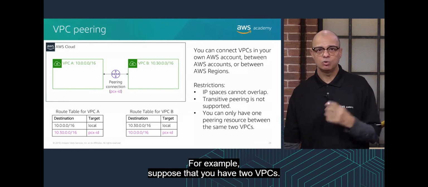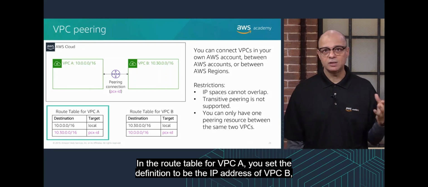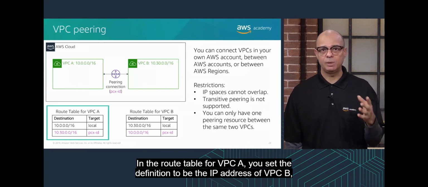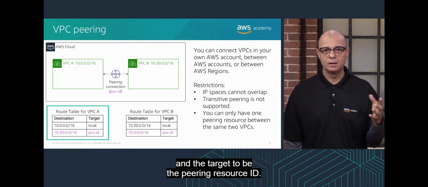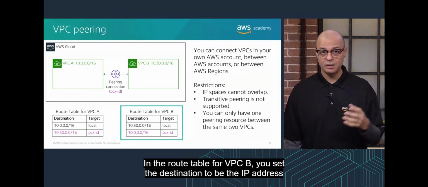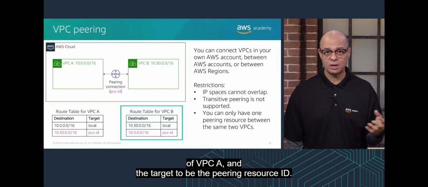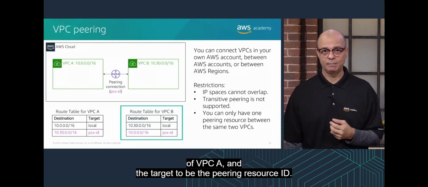For example, suppose that you have two VPCs. In the route table for VPC A, you set the destination to be the IP address of VPC B and the target to be the peering resource ID. In the route table for VPC B, you set the destination to be the IP address of VPC A and the target to be the peering resource ID.